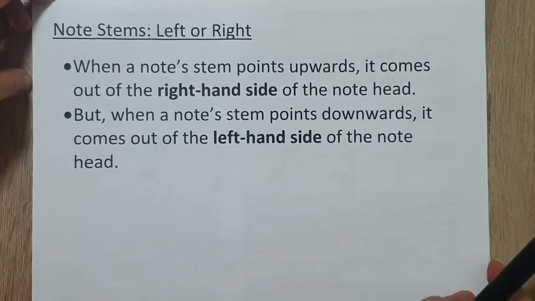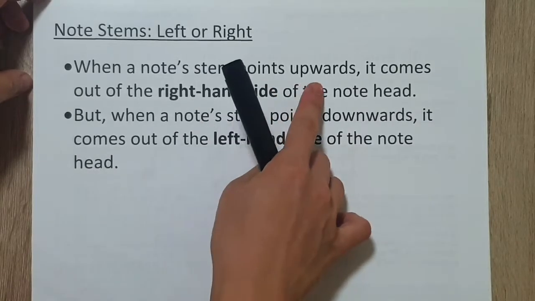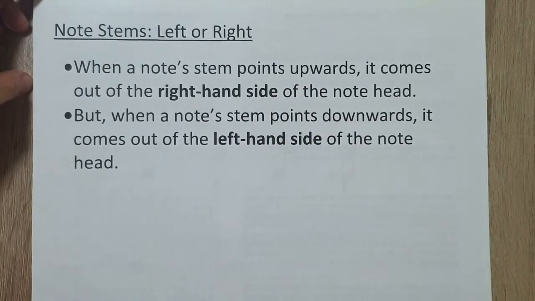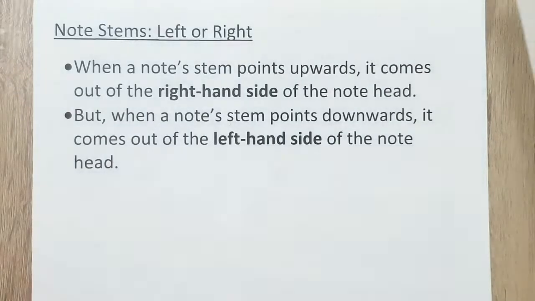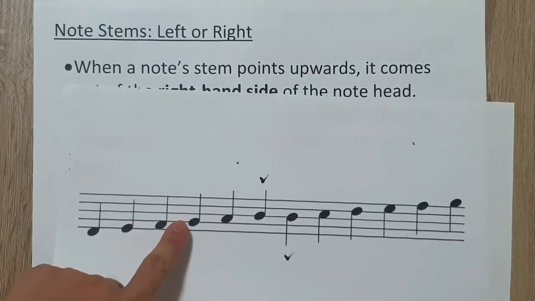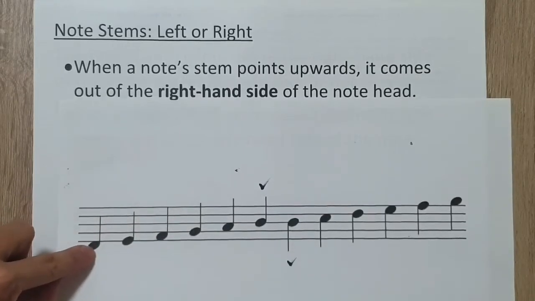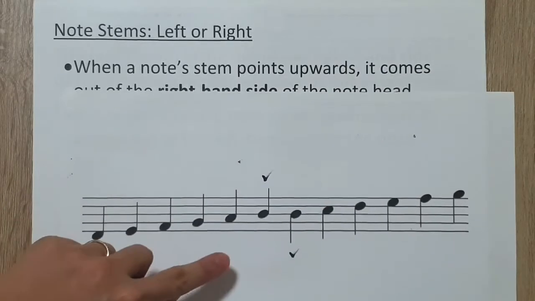Note stems, left or right. When a note stem points upward, it comes out of the right-hand side of the note head. But when a note stem points downwards, it comes out of the left-hand side of the note head. So what does this mean? Let's take a look at our previous slide. And the stems are pointing upward. The stem will come out of the right-hand side of the note head.